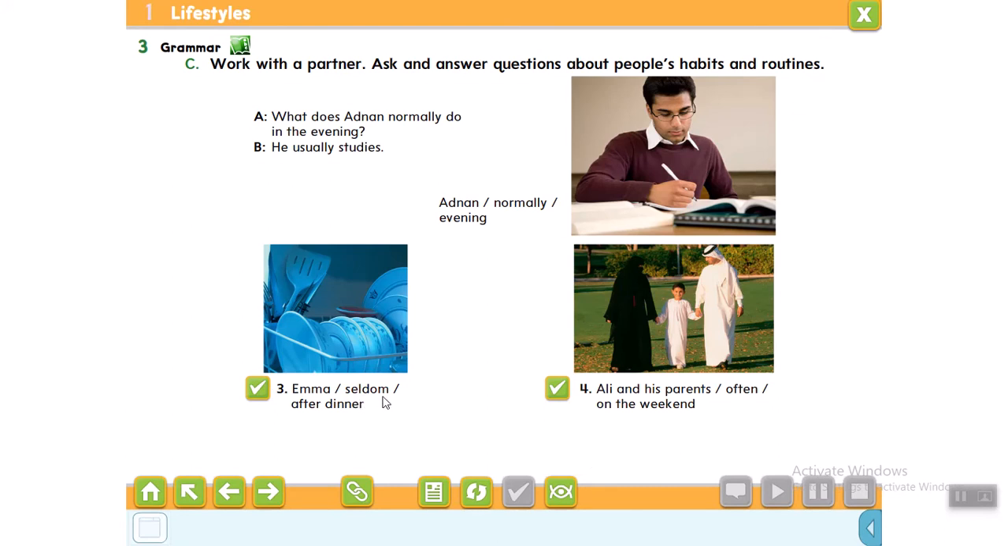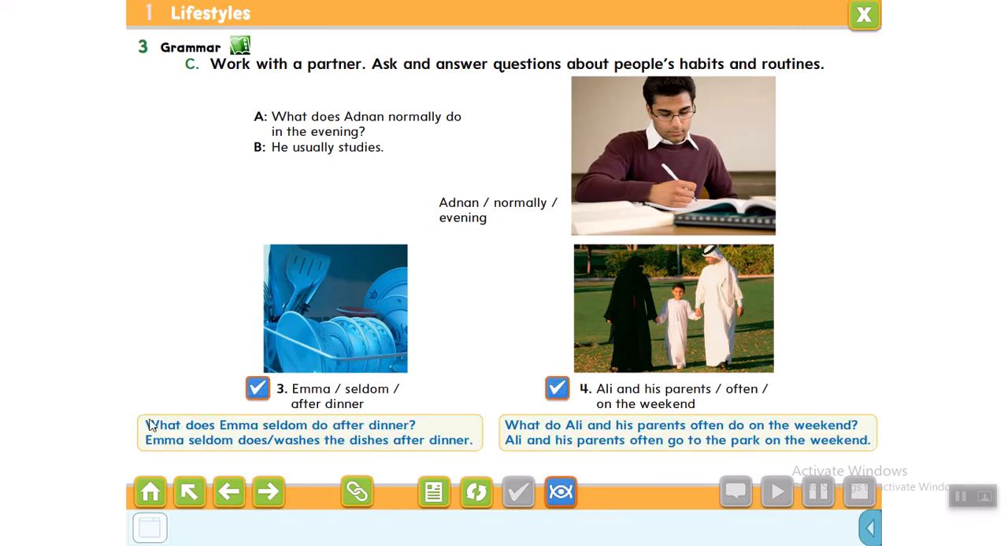Emma seldom after dinner. Let's see. What does Emma seldom do after dinner? Emma seldom does the dishes after dinner, or Emma seldom washes the dishes after dinner.